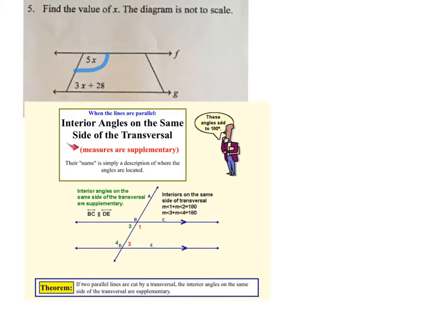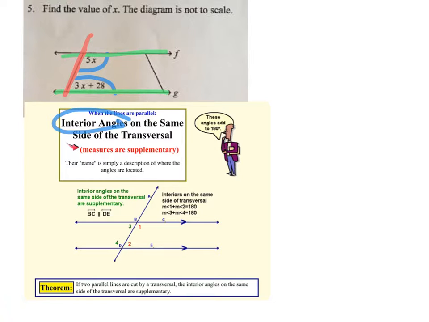5x and 3x plus 28 are supplementary angles because they are on the interior of the parallel lines and on the same side of this transversal. Okay? So again, supplementary angles because they're in the interior of the parallel lines and on the same side of the transversal. All right, so we know they add up to 180.